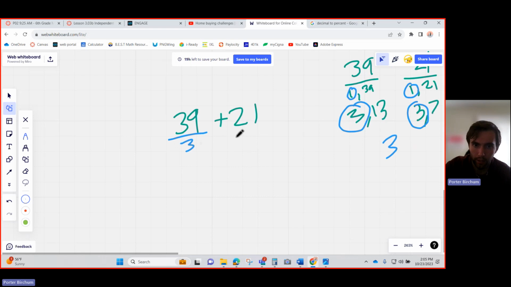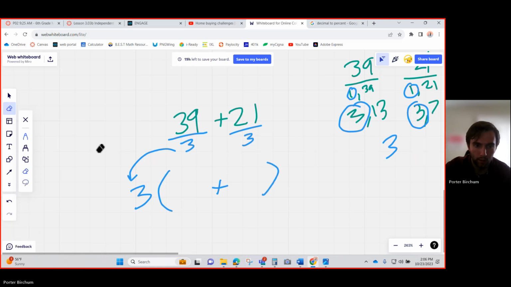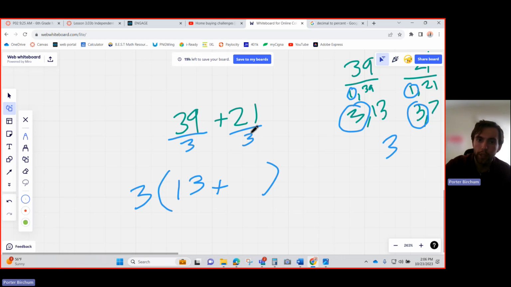So I'm going to divide both numbers by 3, and I'm going to write 3 in front of these parentheses. And I'll write the answer to 39 divided by 3 here, and write the answer to 21 divided by 3 here. What is 39 divided by 3? Thank you, calculator. It is 13. What is 21 divided by 3? Thank you, calculator. It is 7.